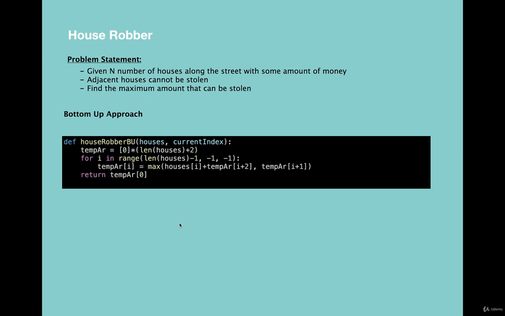Now in the next lecture, let's use this logic to create two methods for calculating the house robber problem in case of dynamic programming for both approaches, the bottom-up approach and the top-down approach. So see you in the next lecture.